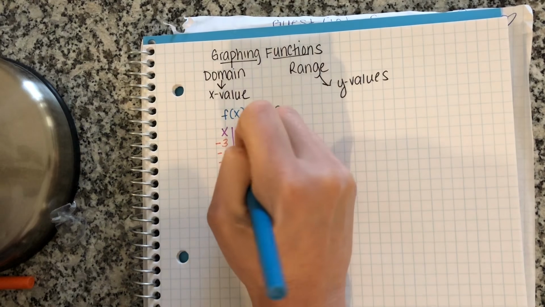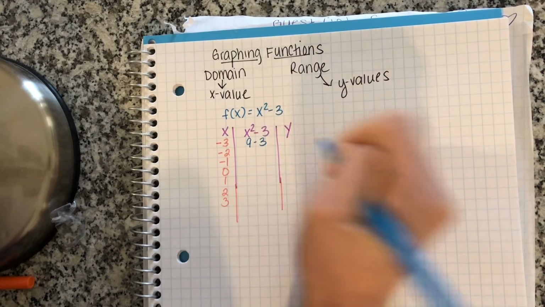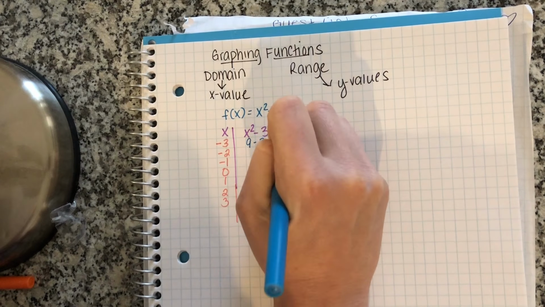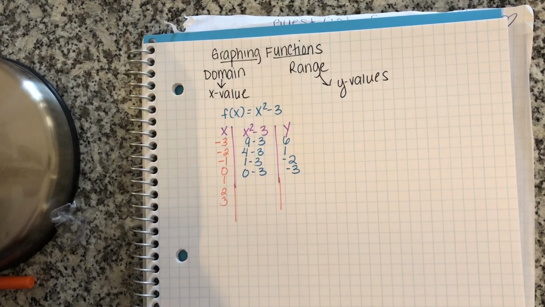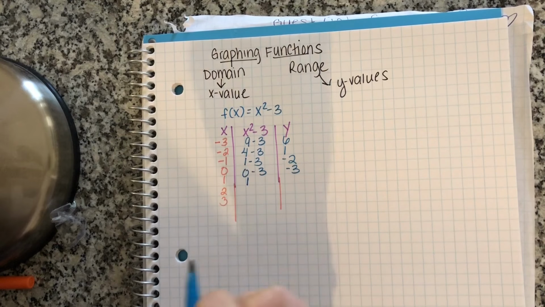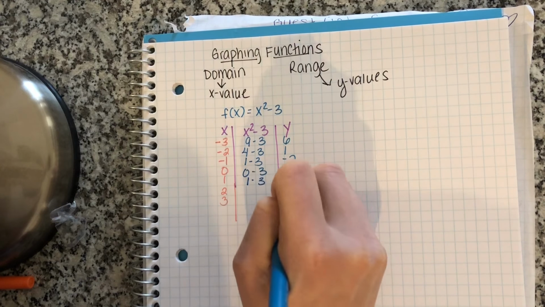So -3 squared is 9, minus 3 gives you 6. -2 squared is 4, minus 3 gives you 1. -1 squared is 1, minus 3 gives you -2. 0 squared is 0, minus 3 gives you -3. And then 1 squared minus 3, back to -2.